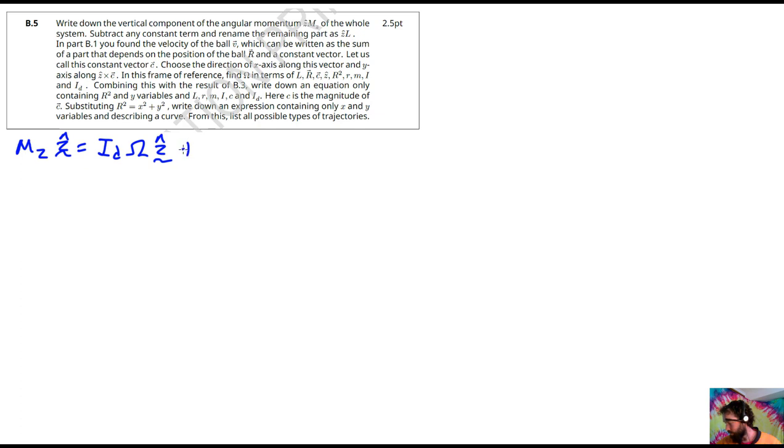So first, let's use the position of the ball. So that's just going to be r cross p. So in this case, p is just going to be mv. And then we also have to add the component due to the ball potentially spinning about on its axis.